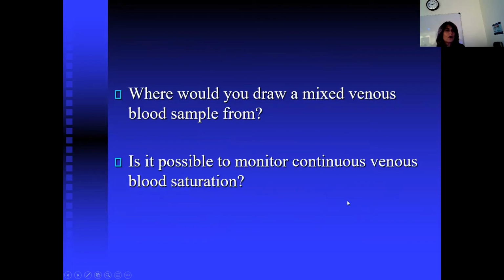So where would you draw a mixed venous blood sample from? Very good. A Swan-Ganz catheter. And then it would be from the port that's sitting in the pulmonary artery.